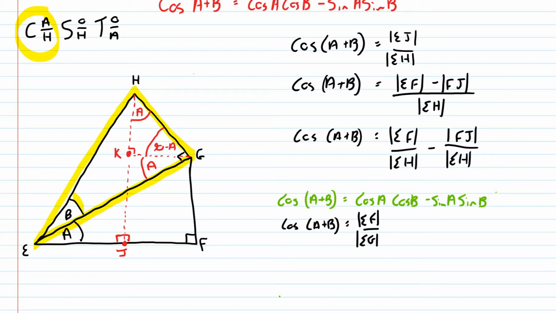We'll label the sides O, A, H. They're multiplying each other, so we'll put the dot. And cos of B, again, adjacent over hypotenuse, so it's EG over EH. Done. It's a minus.